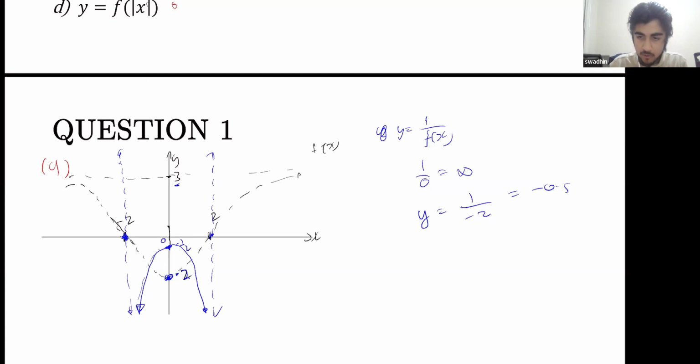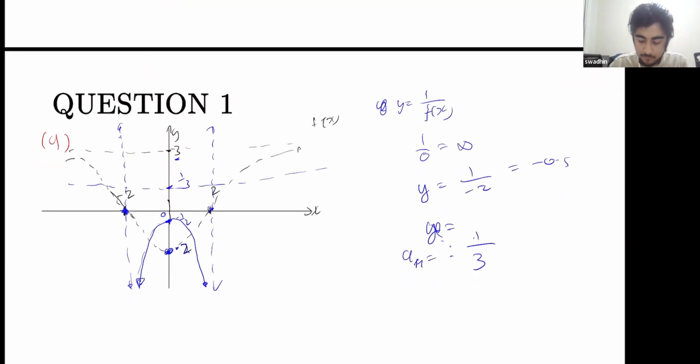Now, the horizontal asymptote for the original graph was at 3. The horizontal asymptote for the reciprocal graph is going to be 1/3, somewhere here. There's still going to be a horizontal asymptote here. All right.